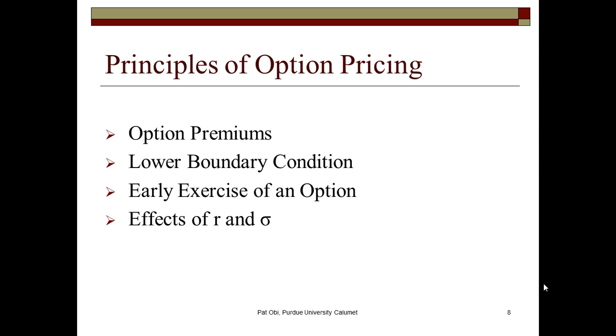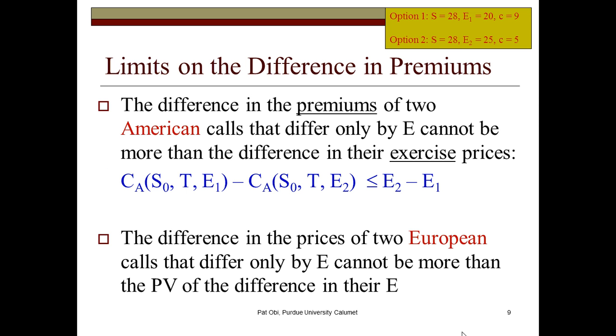In this part of the presentation on the principles of option pricing, I discuss option premiums, the lower boundary condition, the exercise price of an option, and again we make mention of the effects of interest rates and the volatility of the underlying stock's price. First, we talk about the difference in the premiums of two options.